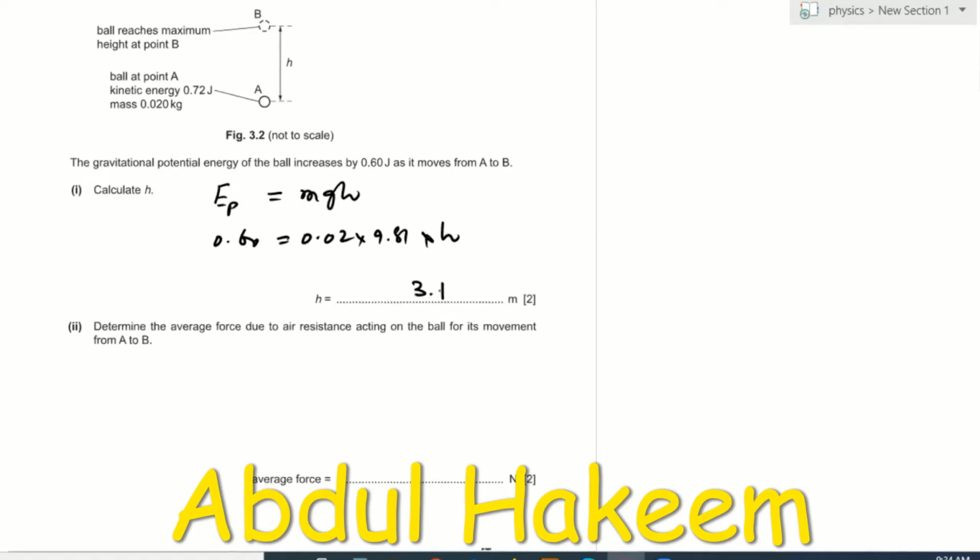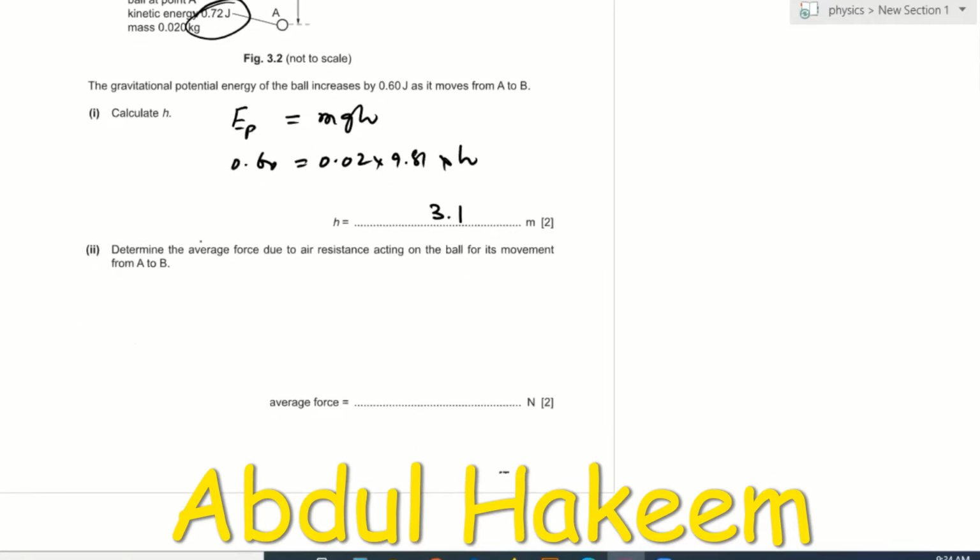Next, determine the average force due to air resistance acting on the ball for its movement from A to B. Look, at A, the energy is 0.72. But at the top, B, the energy left is only 0.60 joule. It means the energy loss, dissipated, is equal to 0.72 minus 0.60. This is used to overcome the friction, to overcome the resistive forces. So work is done against the friction, against the air resistance.